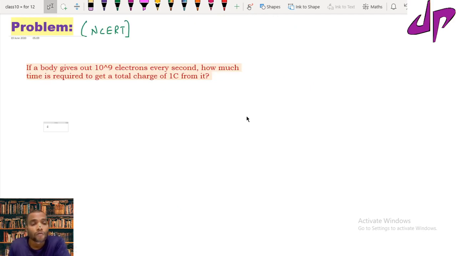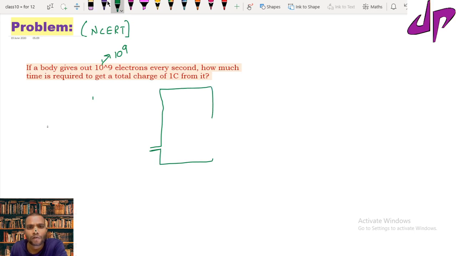Let's see one NCERT example problem. The problem is, if a body gives out 10 power 9 electrons every second, how much time is required to get a total charge of 1 coulomb from it? So think of the problem like this. I have a tank full of charge, 1 coulomb. This tank contains 1 coulomb of charge.